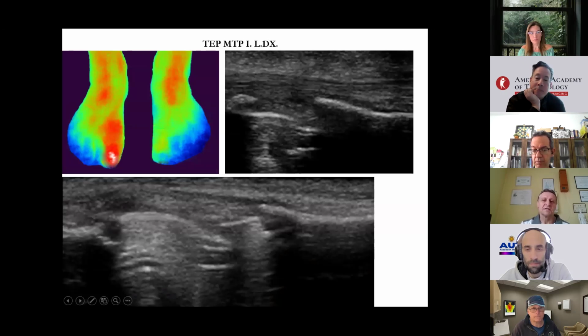Total endoprosthesis metatarsophalangealis primi lateri dextri. Sonography finding looks normal, but the total endoprosthesis is complicated with inflammation, which could show on thermography, where we can see increased temperature activity.